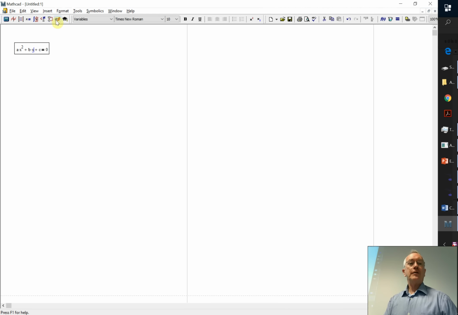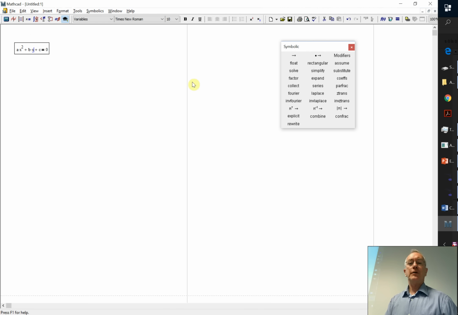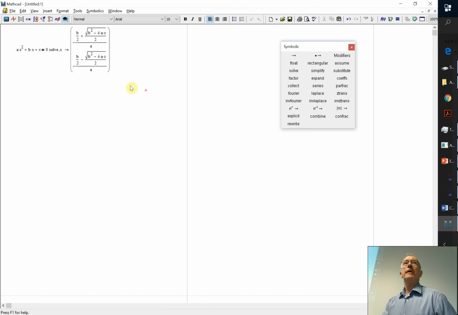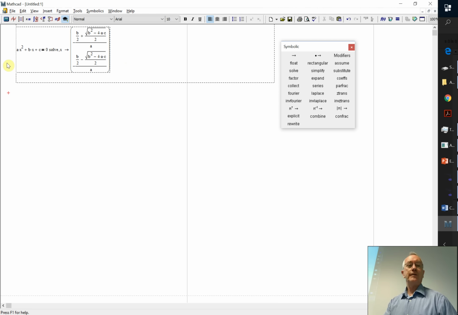If I, for example, tell MathCAD to solve this particular expression for x, it gives your familiar minus b plus or minus the square root of b squared minus 4ac, and so on. What about a third order polynomial? Have you ever seen the expression for that solution?